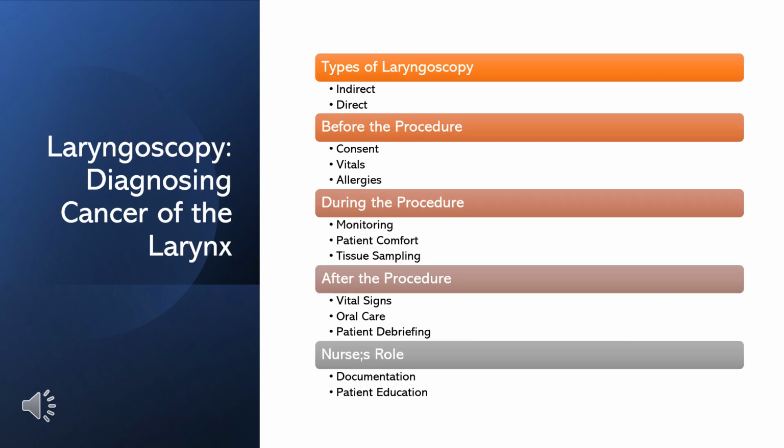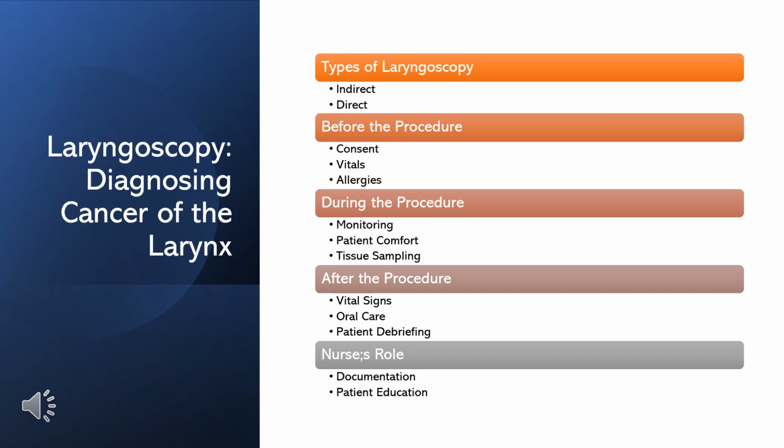Laryngoscopy is a major diagnostic tool for diagnosing cancer of the larynx. So let's take a look at it. There are a couple different types of laryngoscopy. We have indirect laryngoscopy, which uses a light and a series of mirrors to visualize the larynx. It's very much less invasive, but offers very limited detail.